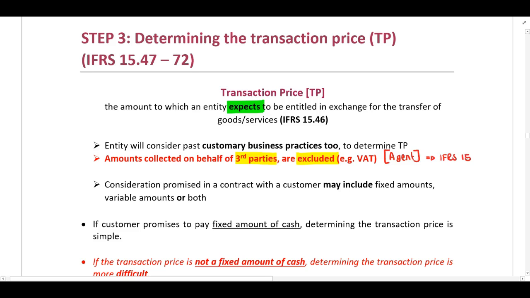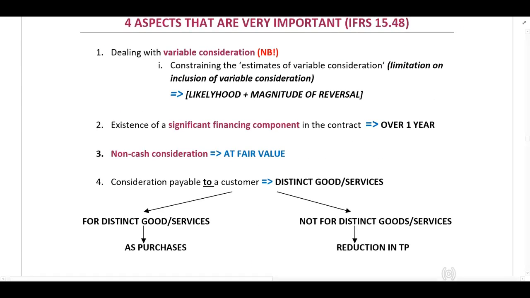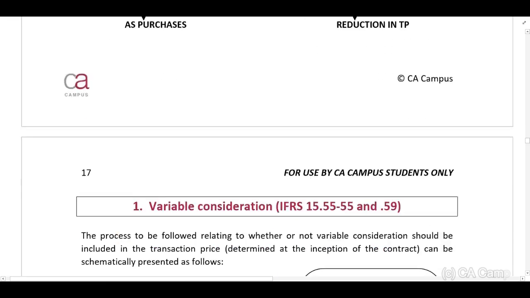Now, these considerations can either be 1, fixed amounts, then it is easy to recognize our revenue, or 2, variable amounts, or 3, both. Now we need to look at these 4 aspects. The one is dealing with our variable considerations. 2, if there are financing components included in the contract. 3, non-cash considerations. And 4, a consideration payable to the customer.